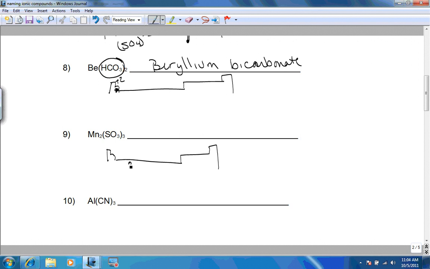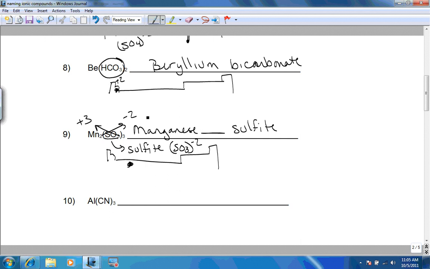Mn is manganese, and it's right here. You cannot determine the charge of manganese just by looking at the periodic table. So that means that I do need to figure out the charge. SO3 is sulfite, and it is SO3 with a -2 charge. So that's sulfite. I need a space there for the Roman numeral. When I uncross it, that 3 goes up here for manganese, and the 2 goes to sulfite, which is exactly what it's supposed to be. So I don't have to change anything. It's just going to be manganese 3 sulfite.